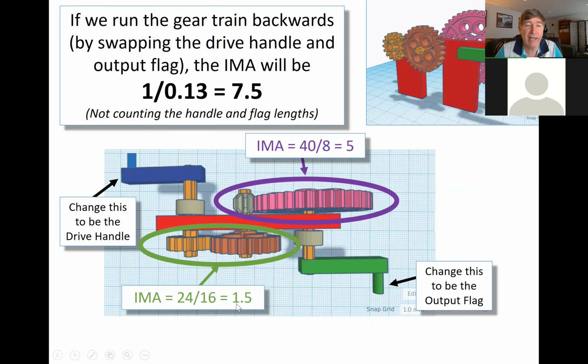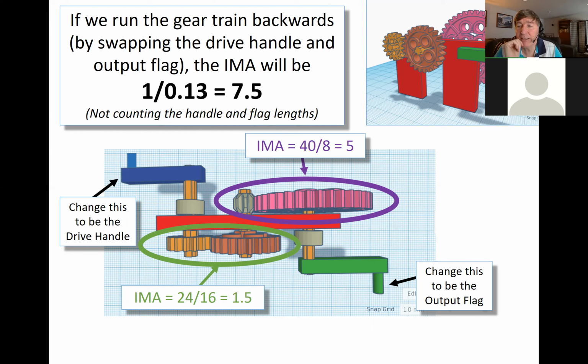My IMA now, which used to be 2/3, now becomes 3/2. So this shaft right here is going to have 1.5 times more torque than my drive shaft. And over here, my IMA used to be 1/5, now it's 5. So that means the torque on this shaft is going to be 5 times greater than whatever the torque on this shaft was. So if you multiply 1.5 times 5, you get 7.5. This is the kind of thing I expect you guys to be able to do.